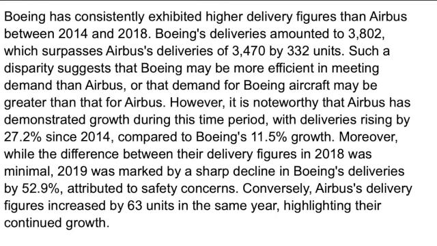However, it is noteworthy that Airbus has demonstrated growth during this time period, with deliveries rising by 27.2% since 2014 compared to Boeing's 11.5% growth. Moreover, while the difference between their delivery figures in 2018 was minimal, 2019 was marked by a sharp decline in Boeing's deliveries by 52.9%, attributed to safety concerns, and conversely, Airbus's delivery figures increased by 63 units in the same year, highlighting their continued growth.